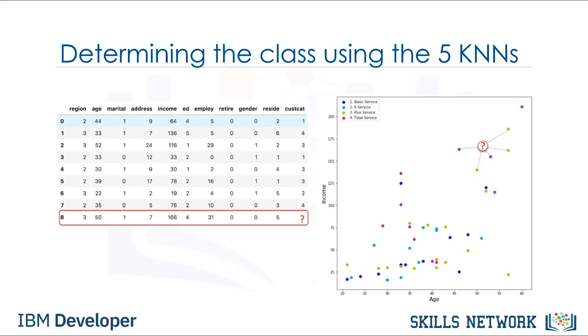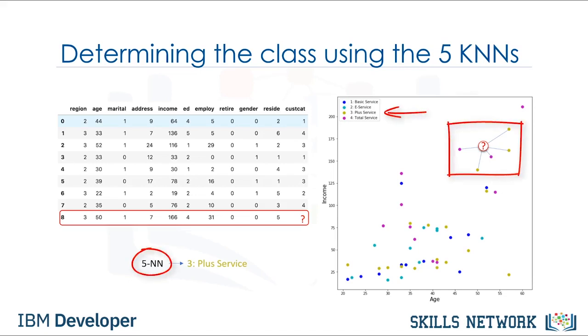Now, let's look at our scatter plot again. Rather than choose the first nearest neighbor, what if we chose the 5 nearest neighbors and did a majority vote among them to define the class of our new customer? In this case, we'd see that 3 out of 5 nearest neighbors tell us to go for class 3, which is plus service. Doesn't this make more sense? Yes, in fact, it does. In this case, the value of k in the K-Nearest Neighbours algorithm is 5. This example highlights the intuition behind the K-Nearest Neighbours algorithm.